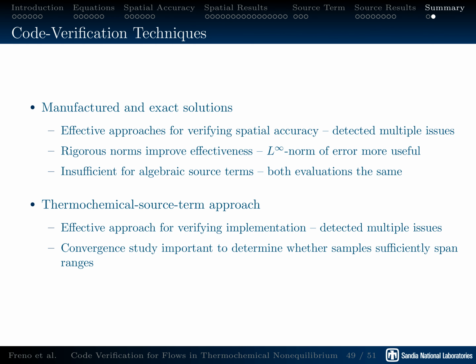To summarize, the manufactured and exact solutions were effective approaches for verifying the spatial accuracy. They detected multiple issues. Additionally, the L-infinity norm proved to be more revealing than the L1 norm. However, these approaches are insufficient for algebraic source terms. Therefore, we introduced an approach for verifying the algebraic thermochemical source term. It detected multiple issues, and we saw the importance of performing a convergence study to ensure the samples were sufficiently representative.